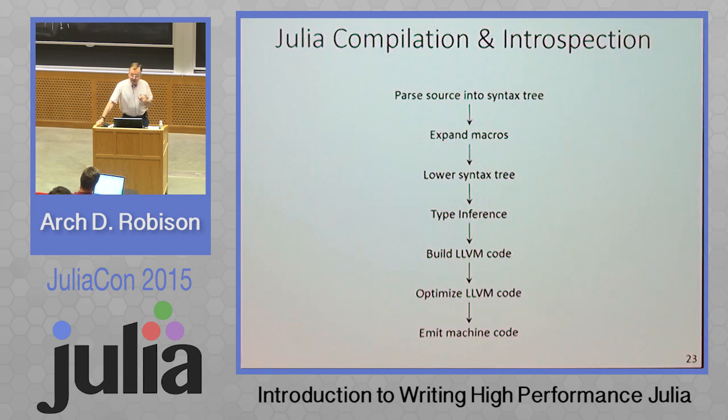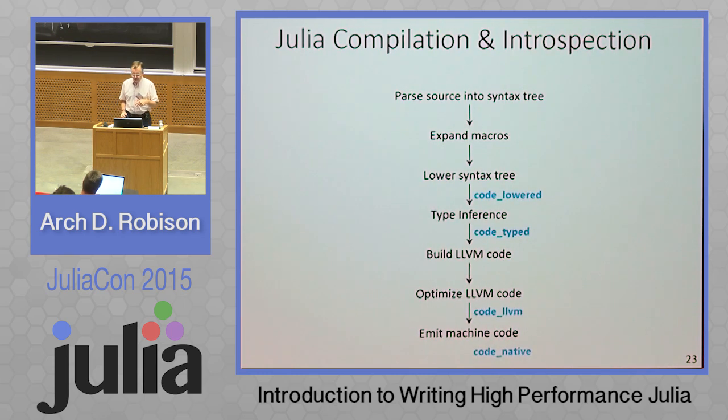Then macros are expanded. The syntax tree is lowered into a form where lots of things like while and for become go-tos. Then the type inference is done. Then that code is translated into LLVM's internal representation. It looks like basically a high-level machine code. The LLVM compiler optimizes it, and then it emits the machine code. And at each of these levels, or not all of them, but most of the important ones, you can dump the intermediate representation and take a look at it. And I'll show the details on this.